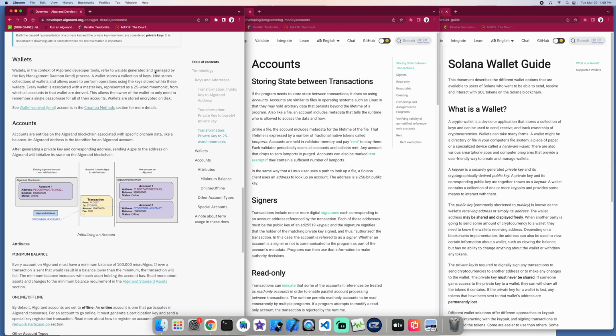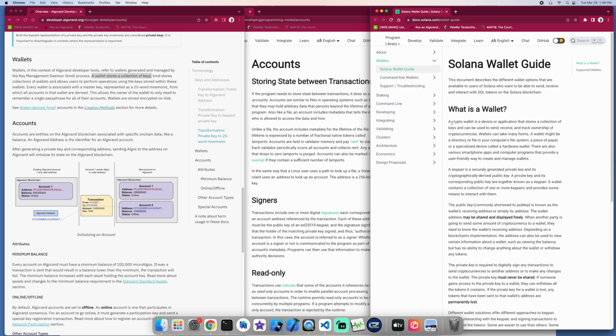When we look at the Algorand and Solana docs, you can see that both of them basically state that a wallet stores a collection of keys. Over here, it says a crypto wallet is a device or application that stores a collection of keys. Now you might say, hey, I thought wallets stored accounts. Well, they do. The thing is, in order to have an account on either network, you must have a public and private key pair for them.